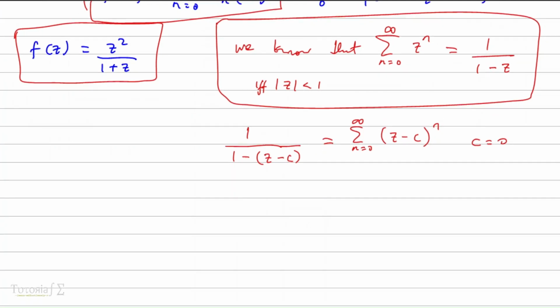So for our given function f of z, which is equal to z squared over 1 plus z, this is composite because we have more like two functions. We have the numerator and the denominator. So if we want this form here, where we have 1 over some number down here, we can simply factor out the z squared. So we can write it as z squared, then 1 over 1 plus z.